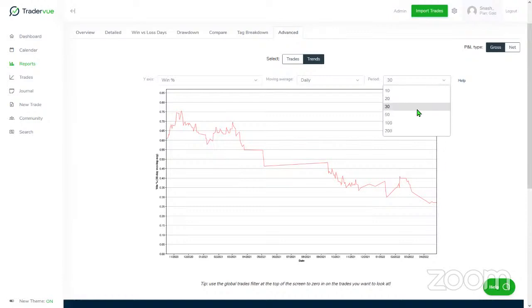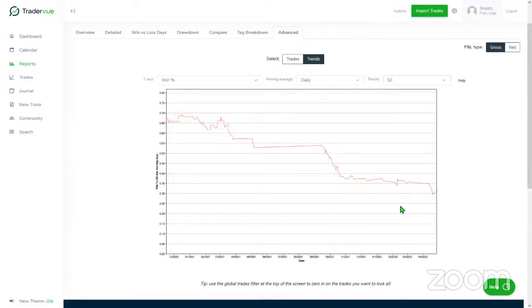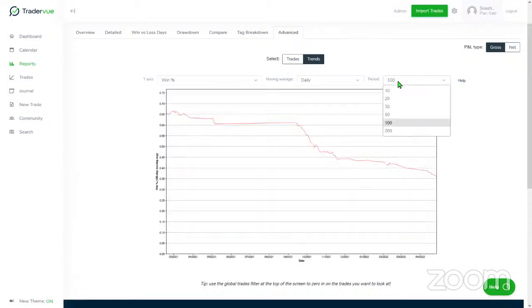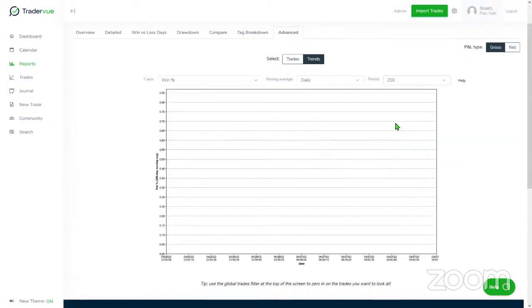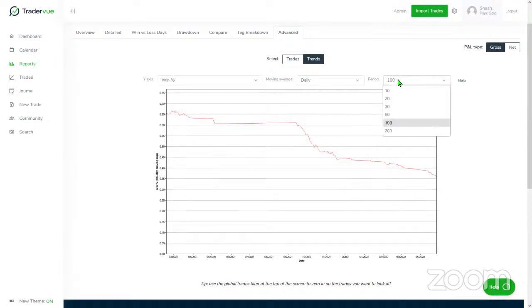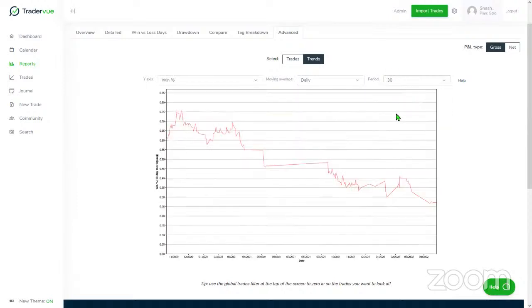If you want, you can do 50, and you will get more sample size here. I believe you can do up to 100. I don't think I have 200. Oh no, I don't have 200 for a sample size here. But 30 trading days for me is a good benchmark when it comes to measuring very recent trading performance. But you can play around with that, of course.